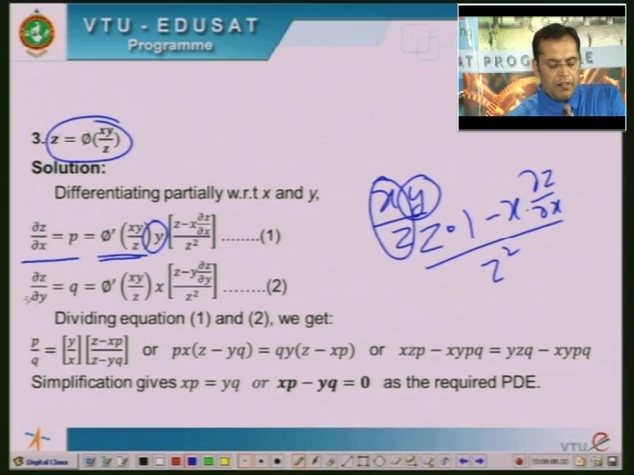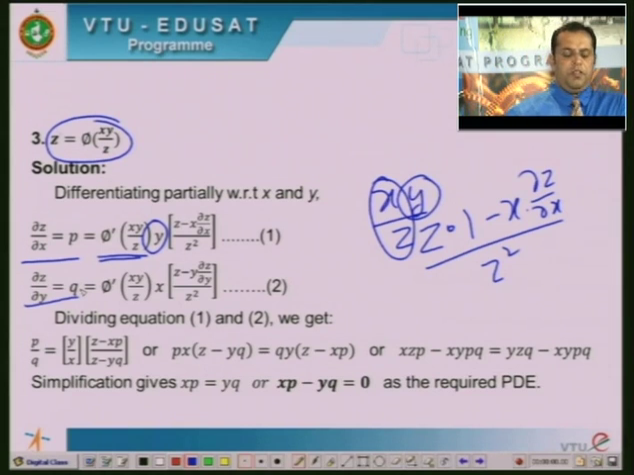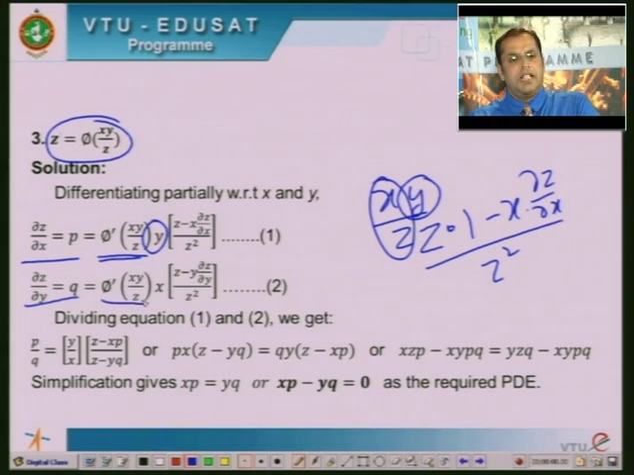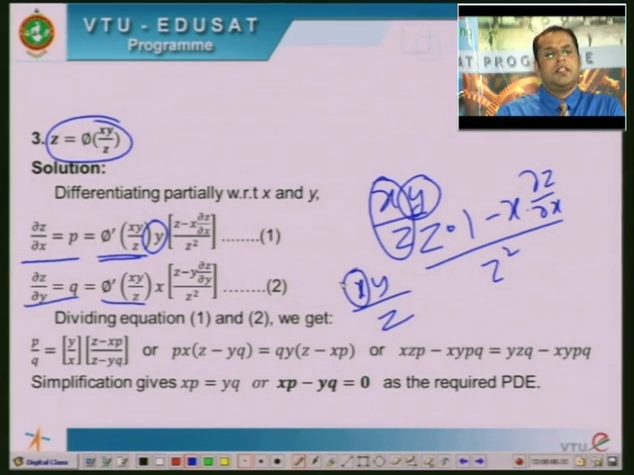Similarly, when you differentiate partially with respect to y, dou z by dou y equal to q will be first phi of x y z is phi dash of x y z, and then x y by z with respect to y will mean x is the constant which is outside. Apply quotient rule for y divided by z.